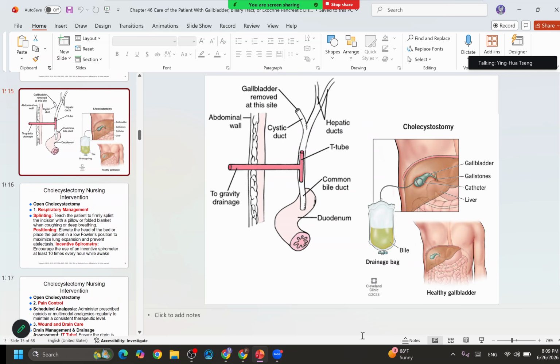See here, the tube is coming outside the body, just like your Foley catheter. So the bacteria will come in this way. If your technique is not doing a very good job, if it's not sterile, not clean technique, then unfortunately bacteria will go all the way up the tube and into your body. That's what causes the infection.